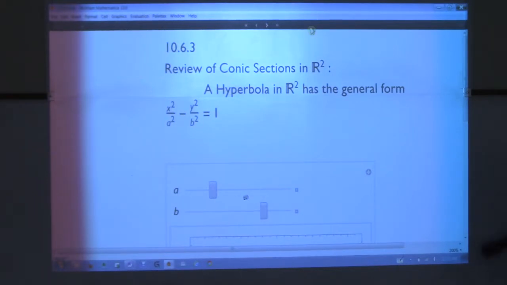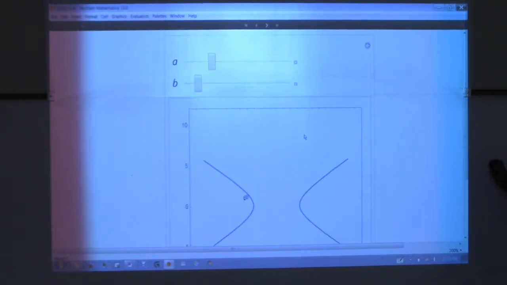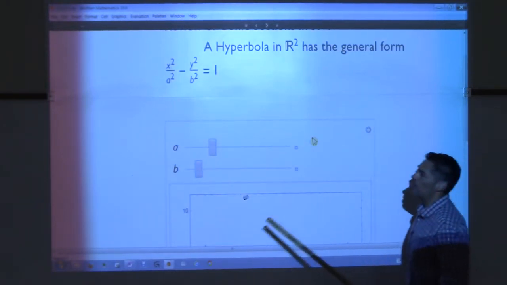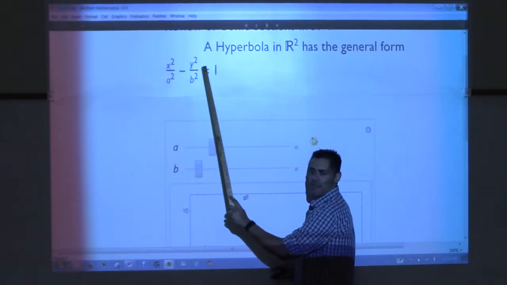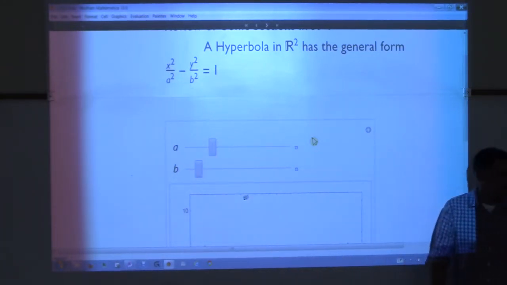How about this one? Hyperbolas. Here's what they look like. You can adjust the a and b on this also. But look at the format of a hyperbola. It looks a lot like the ellipse, right? The only difference? The sign in between them is subtraction.